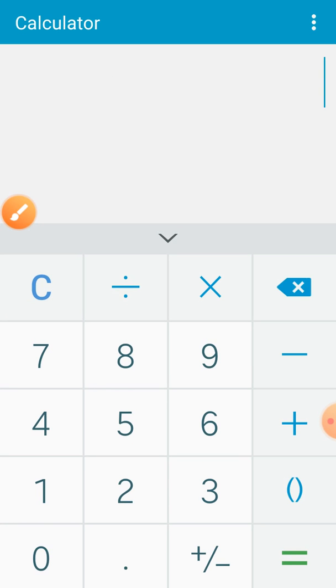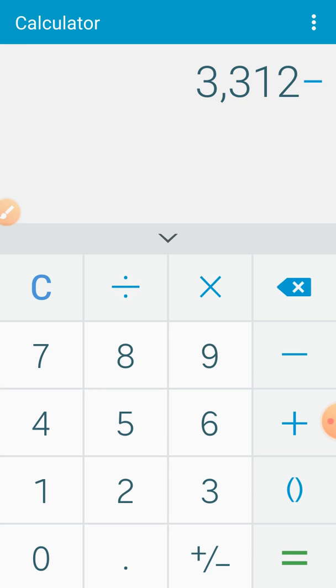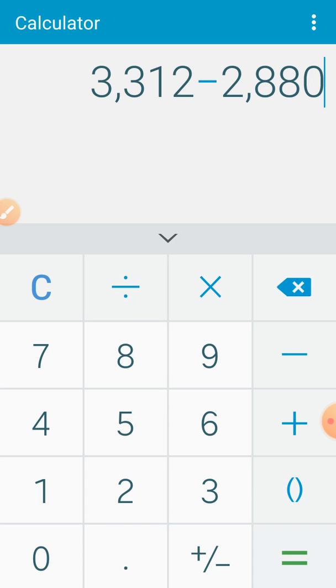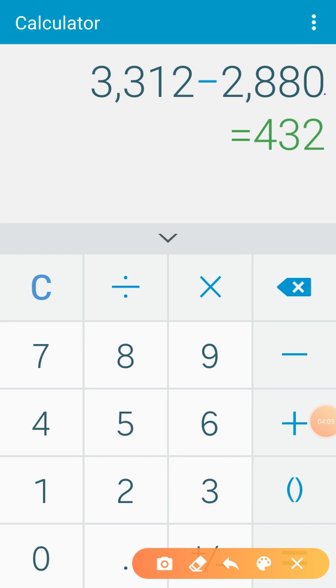Yeah, so he's receiving from the consumer 1656 plus 1656, which is equal to 3312. And how much is he paying? He is paying 2880. So if we subtract these two, we get 432. So this entire 432 will go to the state government.